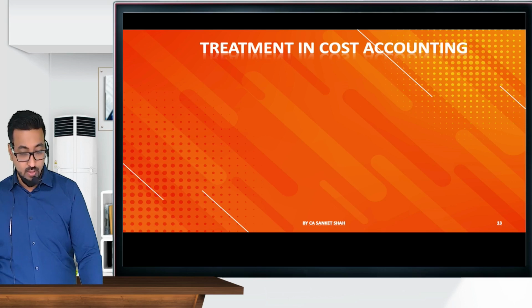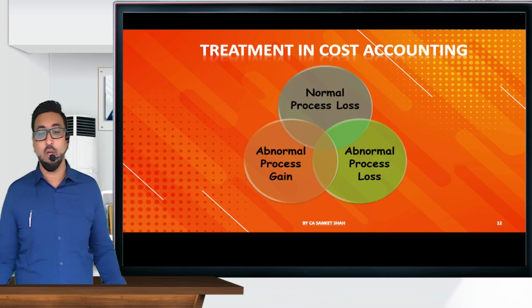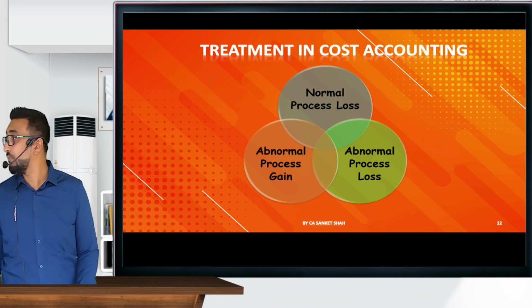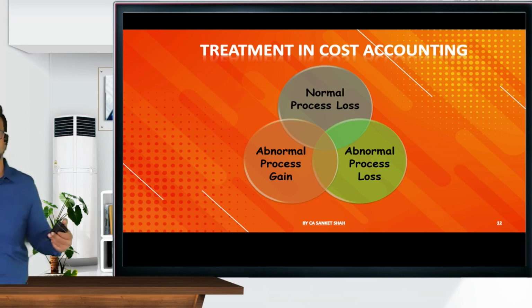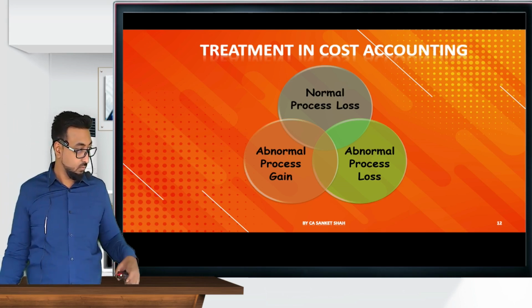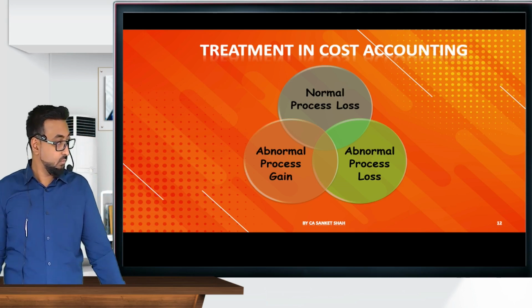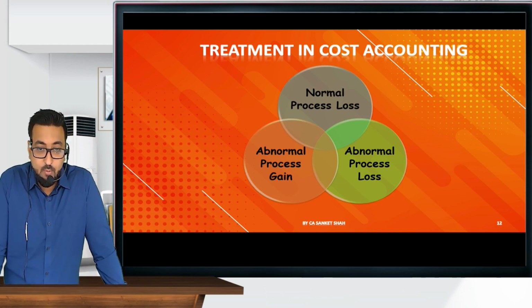Now this is very important. Write down what is the treatment of normal loss, abnormal loss and abnormal gain.